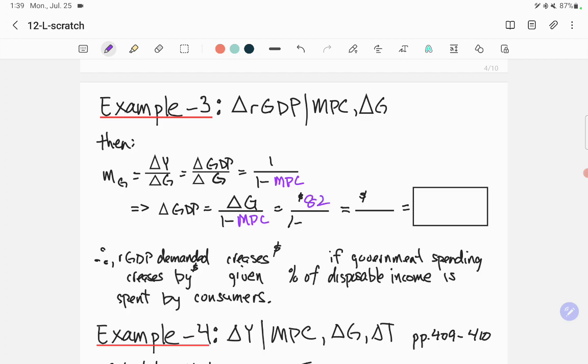And that's 82 over 1 minus 0.73, 82 over 0.27, and that's 303.703 repeated. Therefore, real GDP demanded increases $303.7 if government spending increases by 82, given 73% of disposable income is spent by consumers.